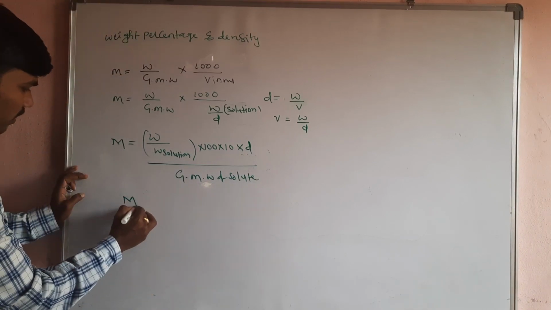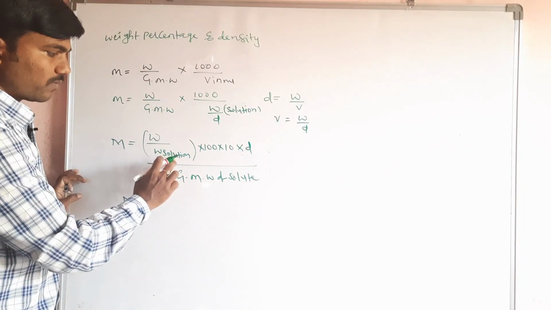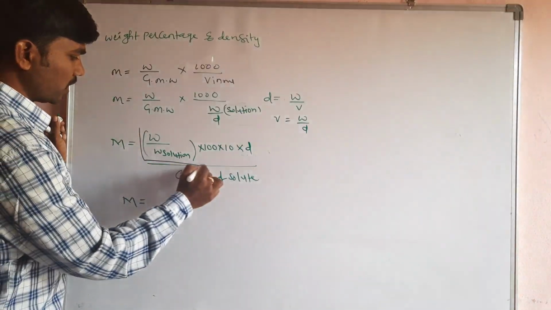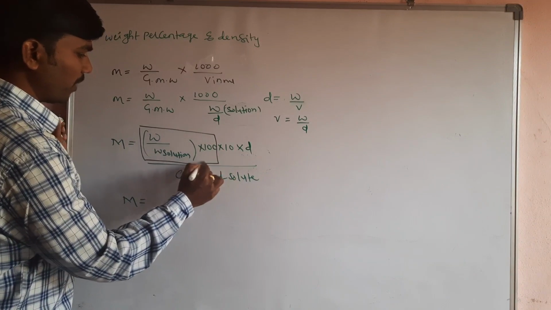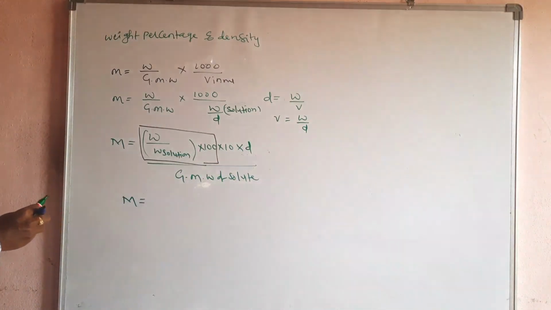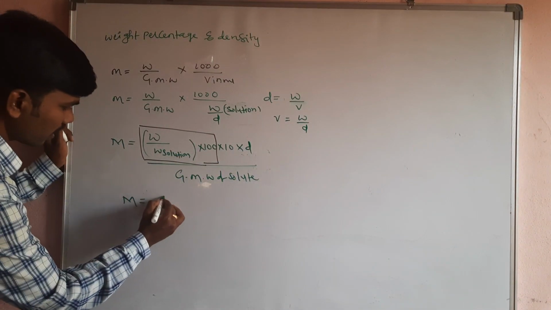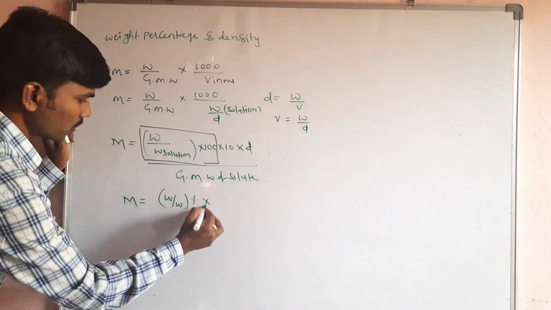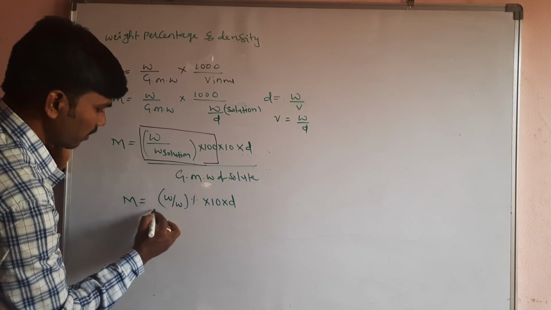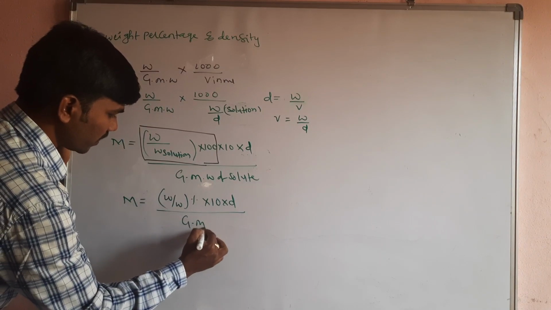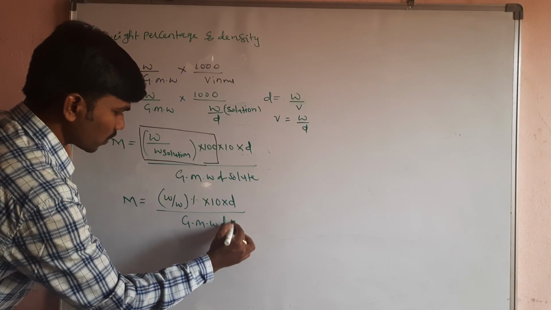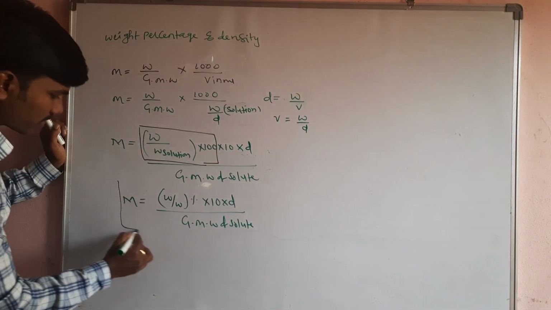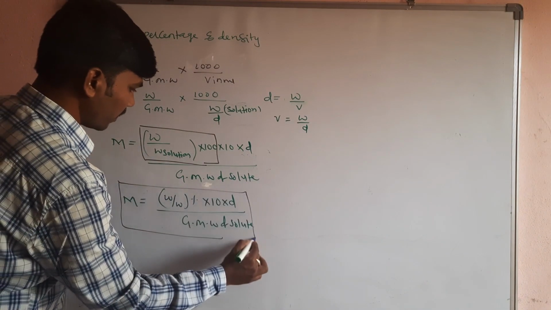Then molarity is equal to weight of the solute by weight of the solution into 100, which we write as weight by weight percentage. So molarity is equal to weight by weight percentage into 10 into d by gram molecular weight of the solute. This is also one more expression for molarity.